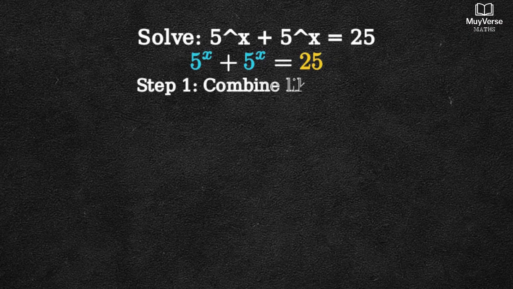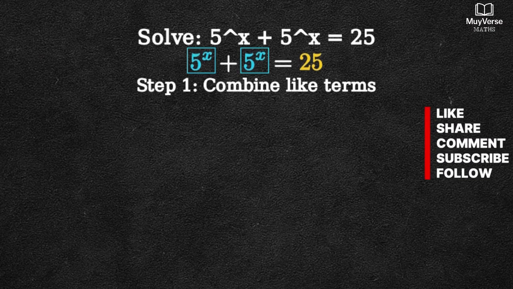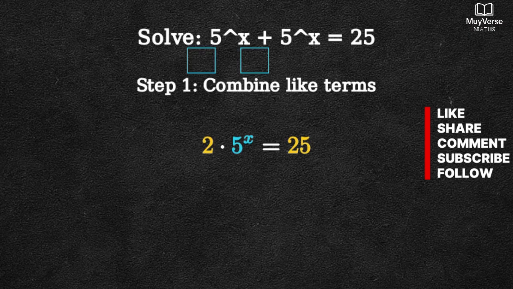Step 1. Combine like terms. Think of two identical items. 1 apple plus 1 apple equals 2 apples. So, 5 to the x plus 5 to the x becomes 2 times 5 to the x.